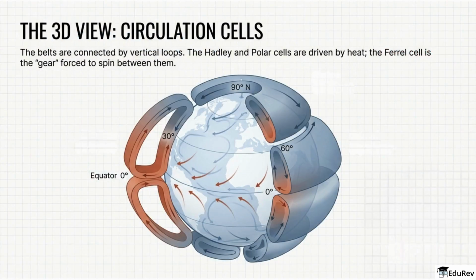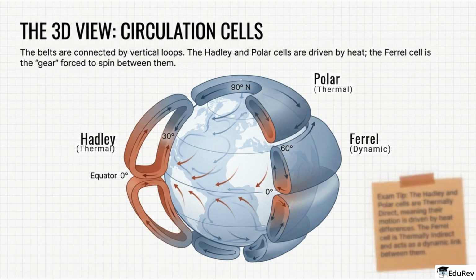Now connect belts vertically through circulation cells. From 0 degrees to 30 degrees, Hadley cell. From 30 degrees to 60 degrees, Ferrel cell. From 60 degrees to 90 degrees, Polar cell. Hadley and Polar are thermally direct. Ferrel behaves like a linking system shaped by surrounding circulation. If you understand the vertical loop, you automatically understand trade winds and westerlies.